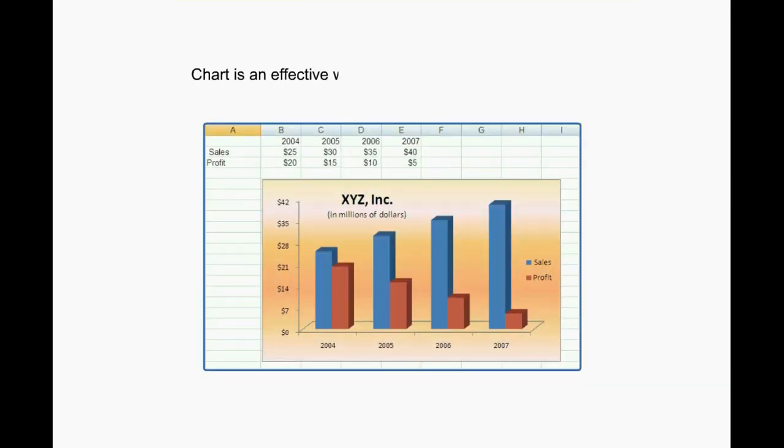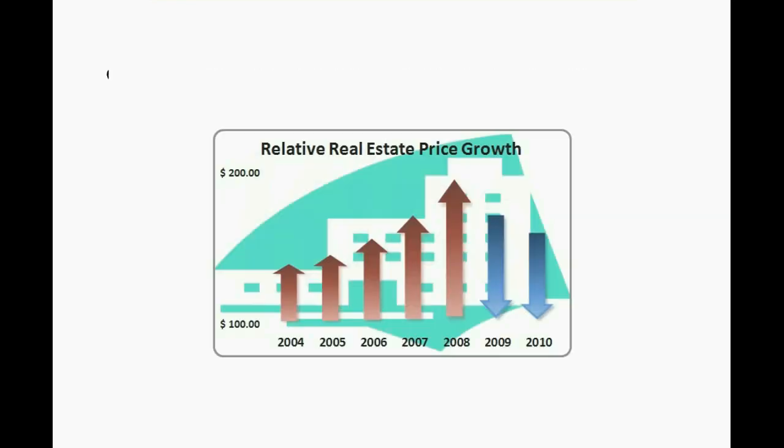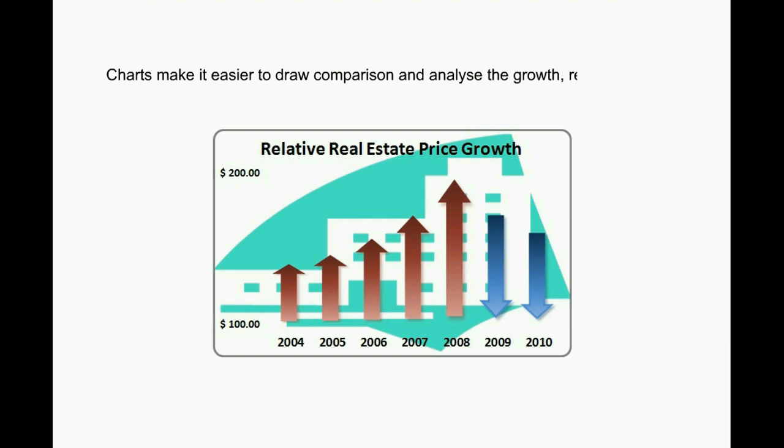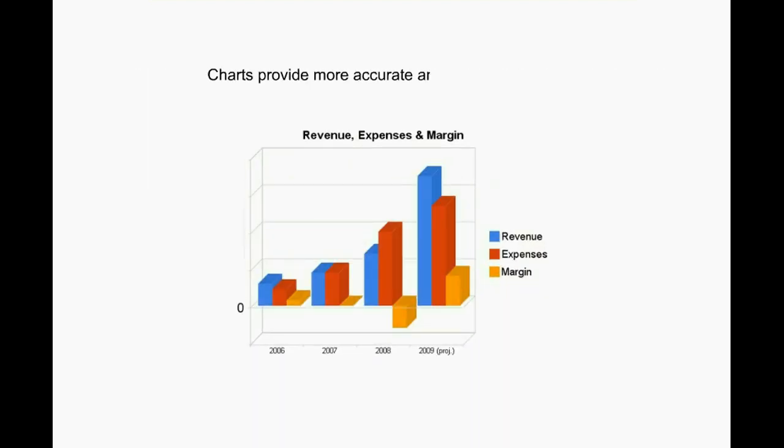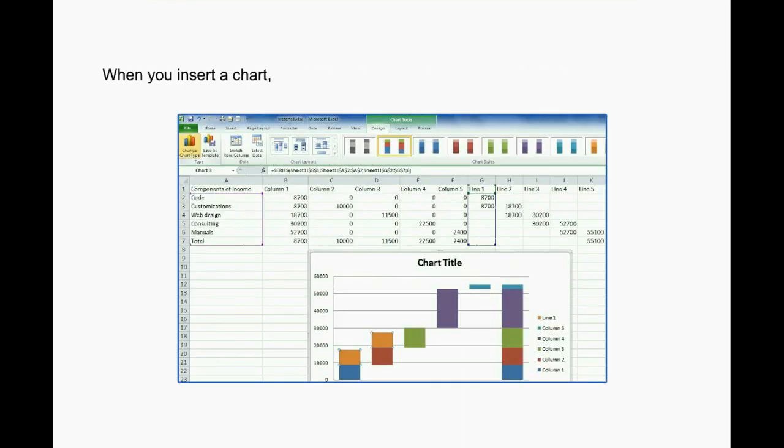Now moving towards charts. A chart is an effective way to display data in a pictorial form. Charts make it easier to draw comparisons and analyze the growth, relationship, and the trends among the values in a range. Charts provide a more accurate analysis of information. When you insert a chart, the data is displayed in a special window called Datasheet. The chart is updated automatically with the change in data.